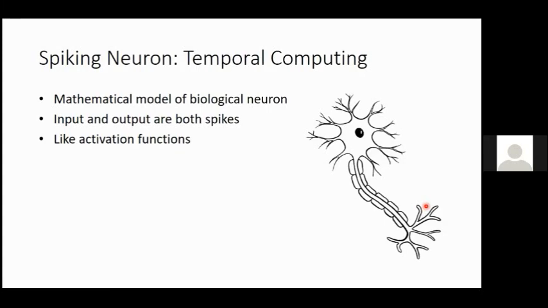In that case, a spiking neural network is simply a mathematical model of a biological neuron. The model comes from neuroscience. And as I said, the currency of information exchange is spikes. What it means is your inputs are also spikes, and your output is also going to be spikes.